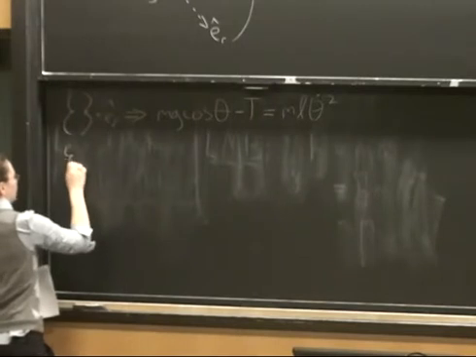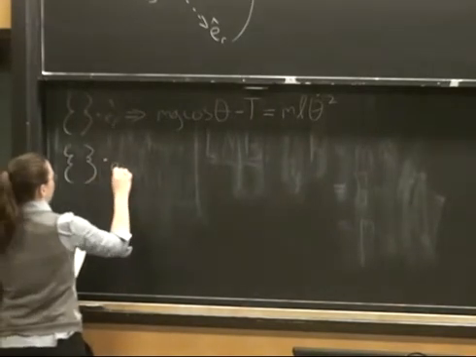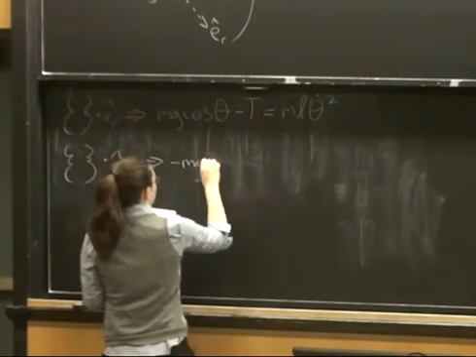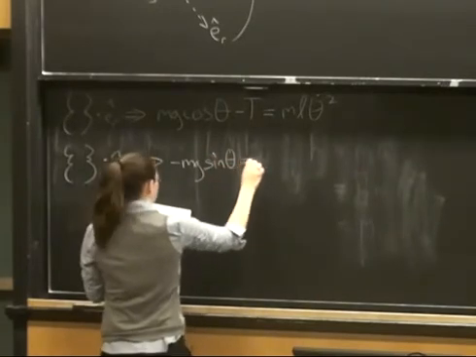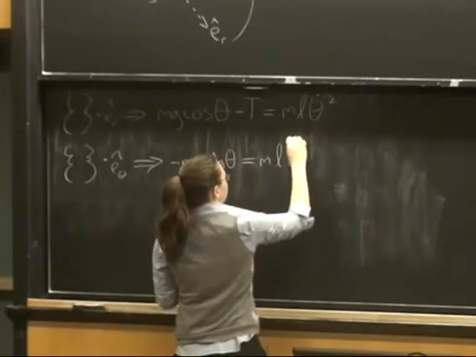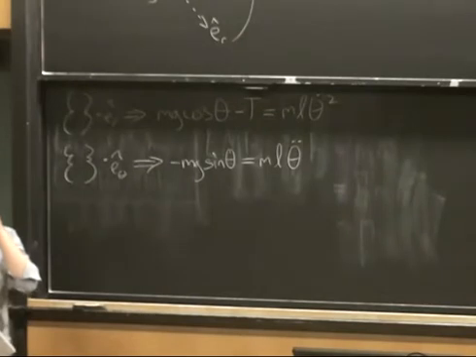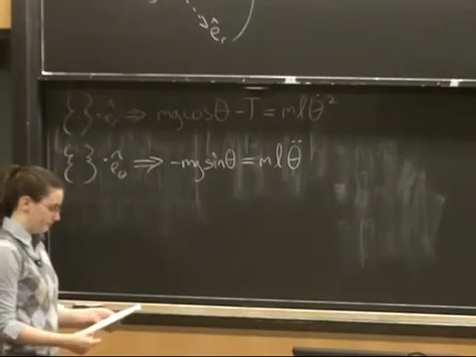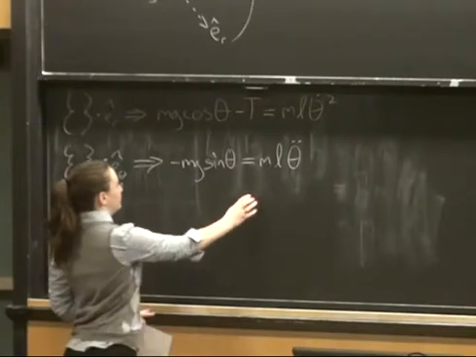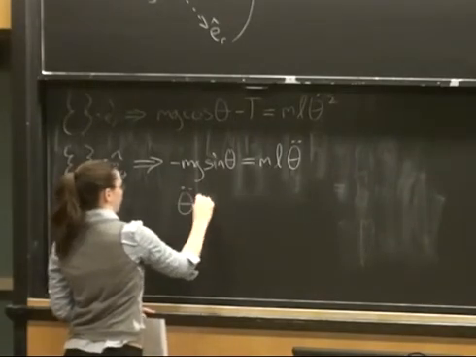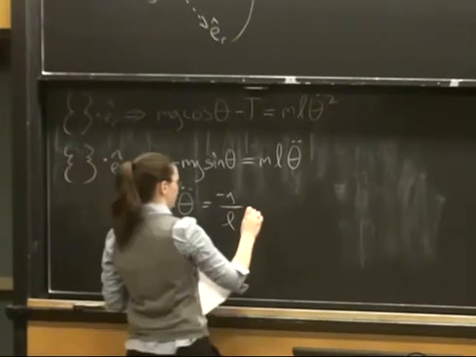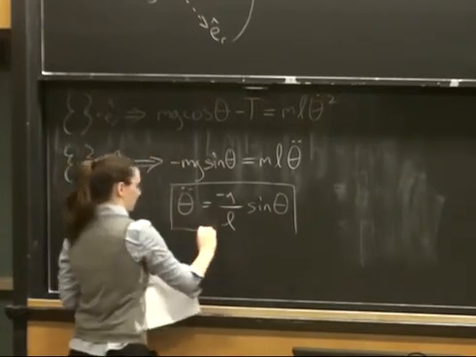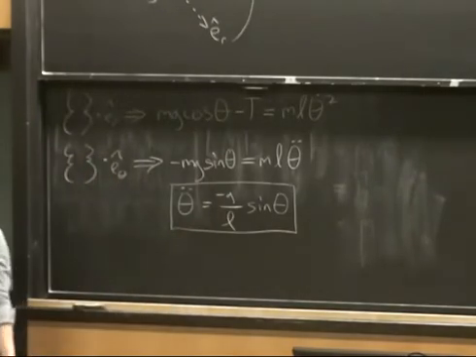And then we want to dot it again with the theta hat. And that gives us minus mg sine theta is equal to m L theta double dot. So we can rearrange this, and we get the equation we were looking for. And this equation is enough to completely define the motion in the system.